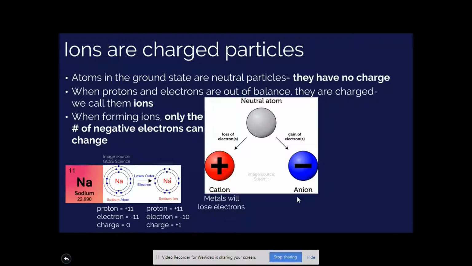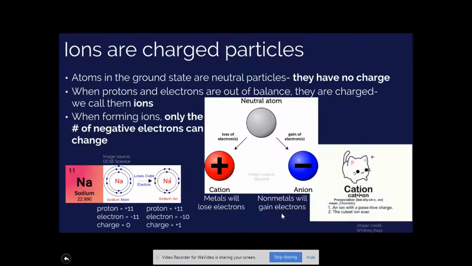And again, remember that rule from the slide before, that metals tend to lose electrons, and when you lose the negative electrons, you get a positive charge and make a cation. And for the nonmetals, they gain electrons, they get more negative charge, and they become anions. And a good way to remember this is that cations, remember that pronunciation, cations, they have a positive charge. Excuse the bad pun, but it's a good way to remember it.